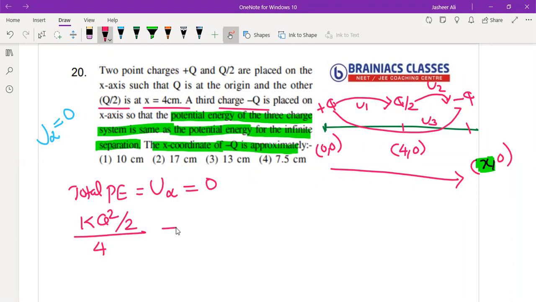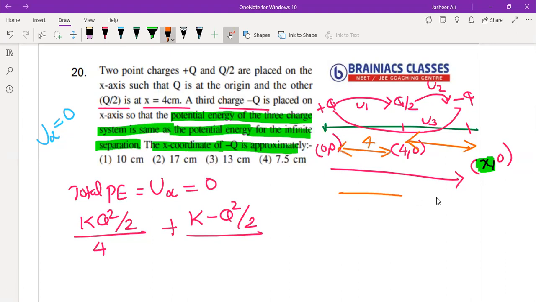4. Now the first one is done. Second one: q by 2 and minus q by 2, so what will come? Minus q square by 2. What is the distance from here to here? The total is x meter, and this distance is 4, so this distance will be x minus 4.